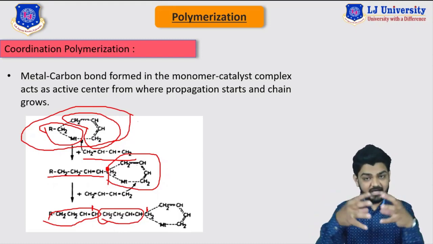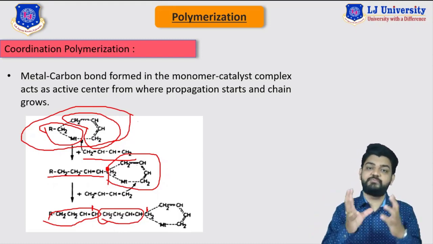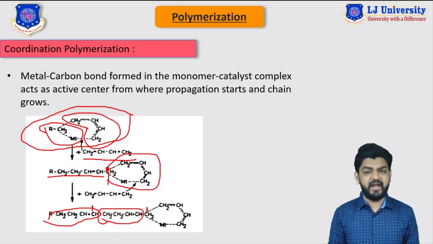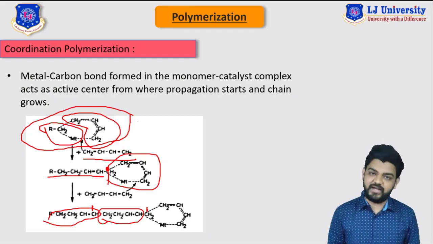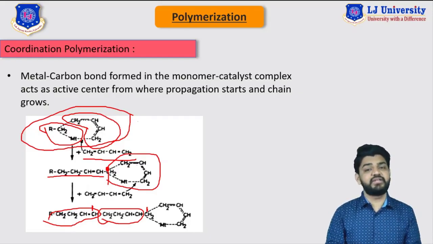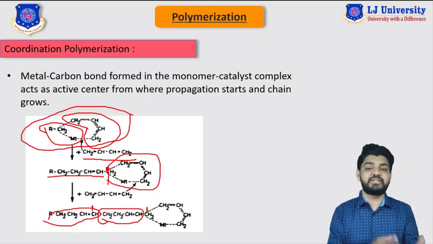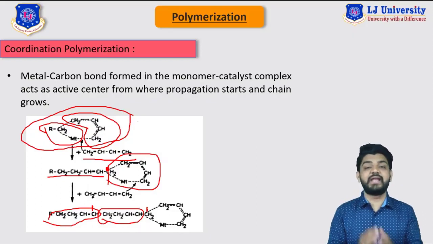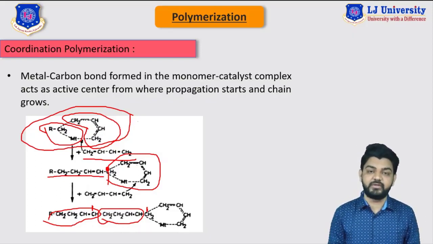Both will combine together to form one special catalyst that we are going to use in this coordination polymerization. And actually this catalyst acts as the initiator as well, and it initiates the polymerization process and shifts its active center to the last carbon, so that we can have a long chain of the polymer.